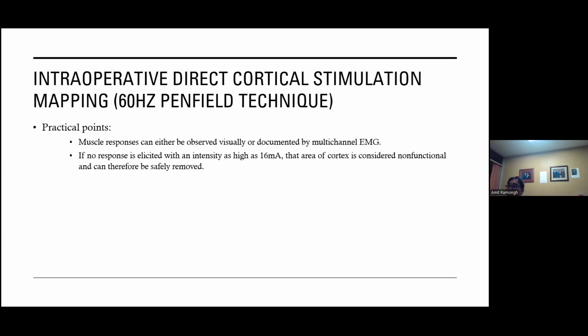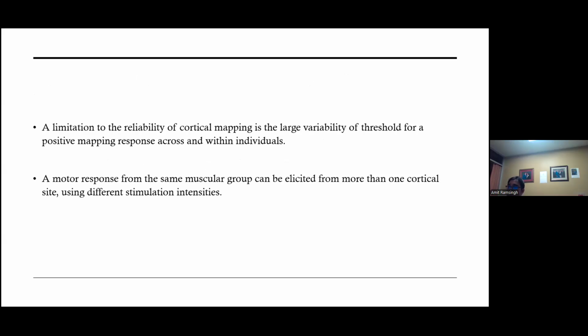In terms of the muscle responses, they could either be observed visually or documented by multi-channel electromyography. If no response is elicited with an intensity as high as 16 milliamps, which we usually don't go that high, that area of the cortex could be considered essentially non-functional and thereby safe to remove.